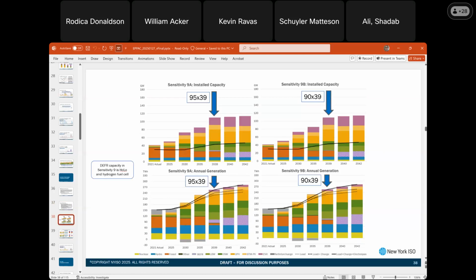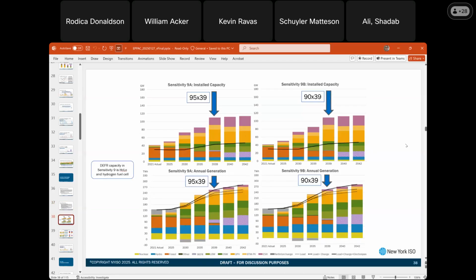And here's where we can see how things progress over time. So between the two cases, all of the model years except 2039 are roughly the same. And then we can see how the target affects 2039 for each case.